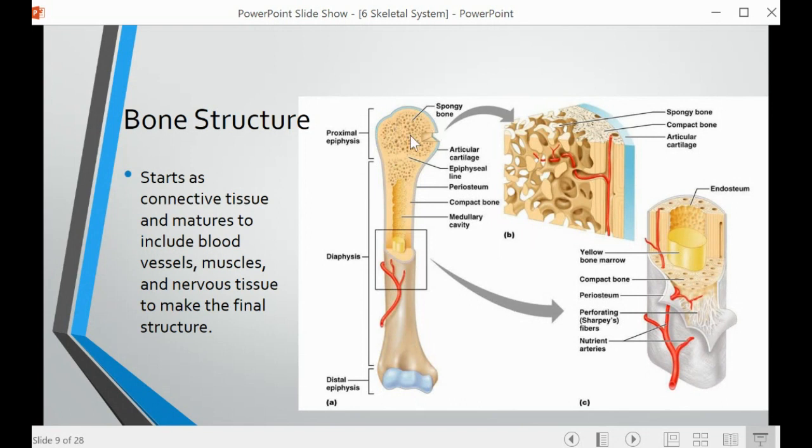So if we said it was the humerus, then this would be the part that's going to fit up into the shoulder. And then this would be where your radius and ulna would attach. So we would have our elbow in there, okay?